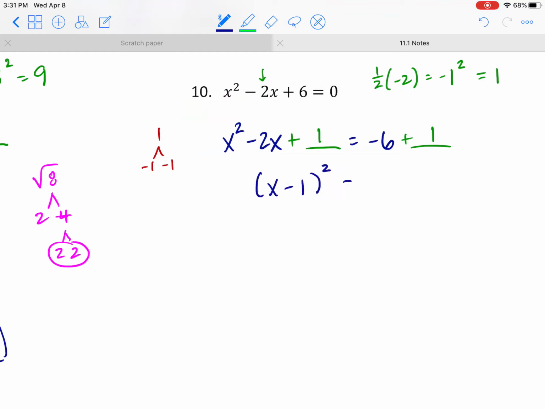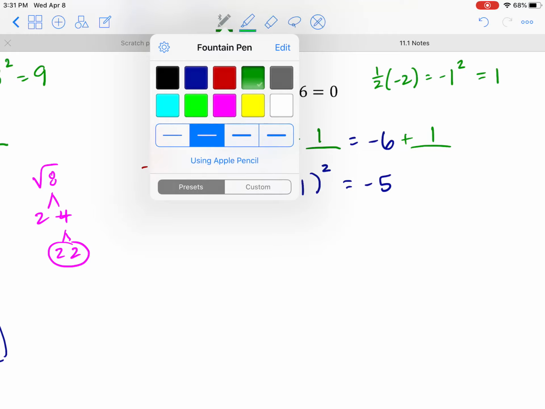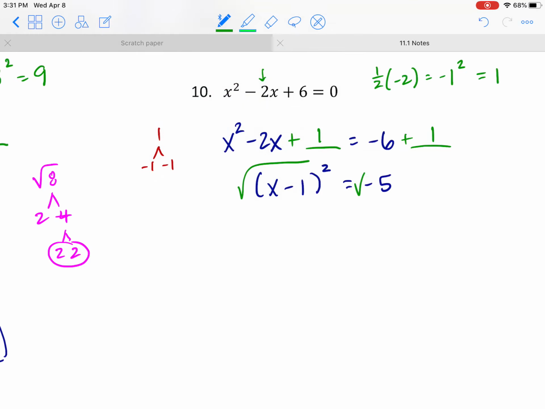And now on this side I can factor. What are the factors of 1 that make negative 2? Well, the factors of 1 that make negative 2 are negative 1 and negative 1. So I can factor this side into x minus 1 times x minus 1, or x minus 1 squared.